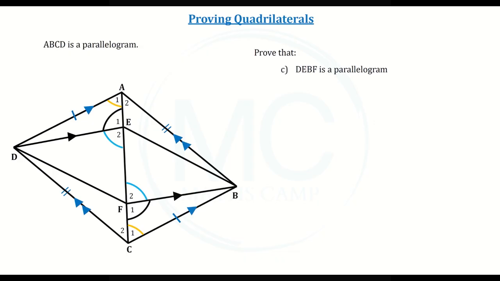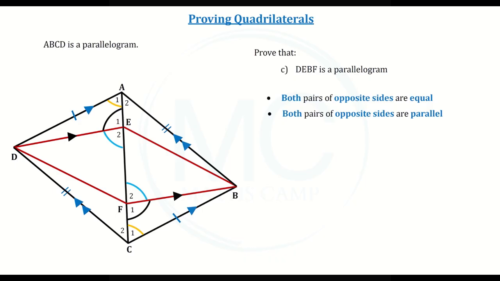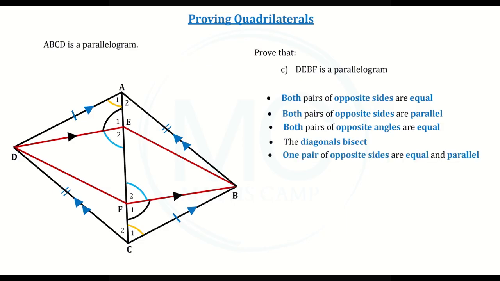Prove that DEBF is a parallelogram. Let's mark DEBF in red. There are 5 ways to prove a parallelogram. We can prove that both pairs of opposite sides are equal, or both pairs of opposite sides are parallel, or we can prove that both pairs of opposite angles are equal, or that the diagonals bisect, or we can prove that one pair of opposite sides are equal and parallel.